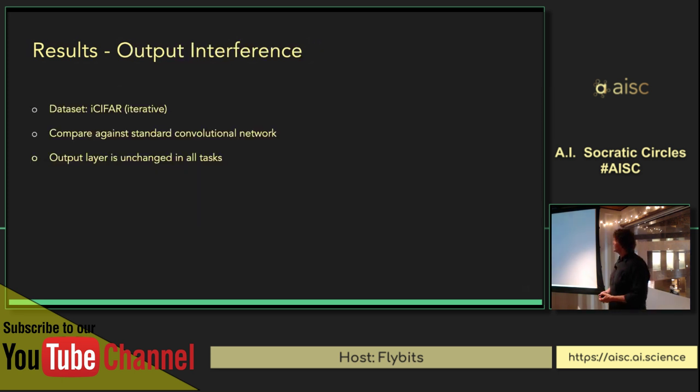So now the next experiment is output interference. You're changing the output labels, so this is classification. The data set is iterative CIFAR. Again, they're using a convolutional net.